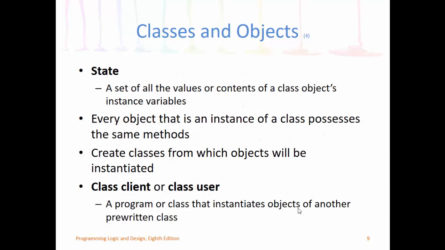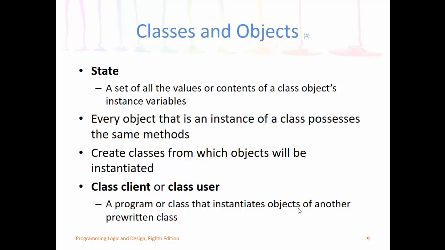Every object has a state. It's a set of all the values or contents of a class object's instance variables. Every object that is an instance of a class possesses the same methods. In other words, every automobile has the method to turn it on or off, the method for speed to accelerate or decelerate, etc.